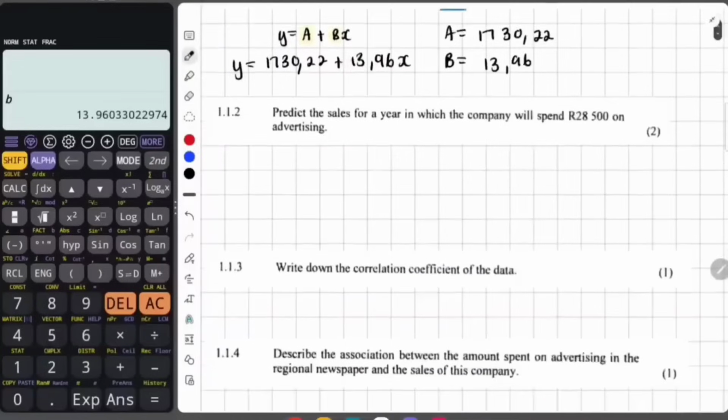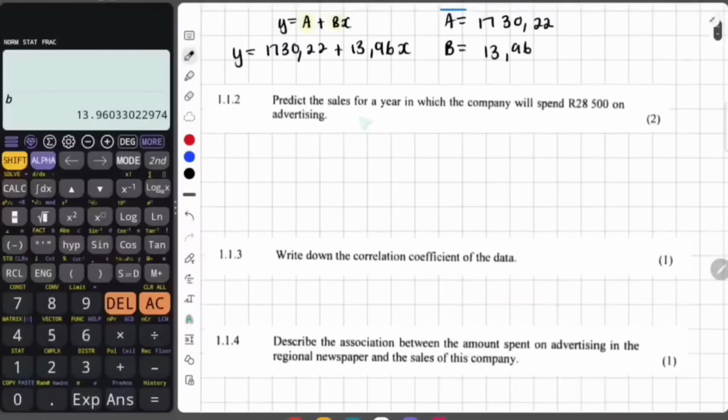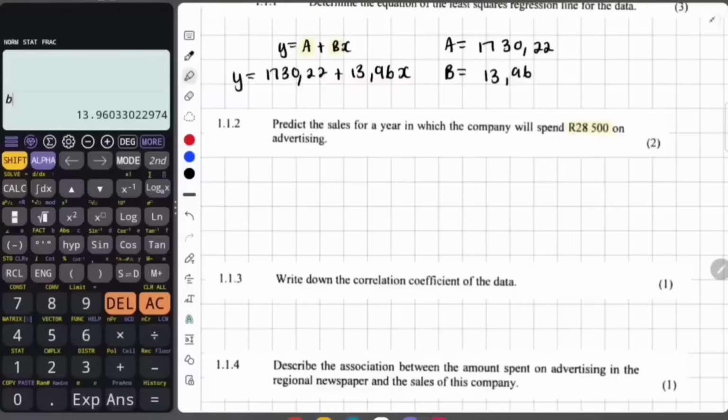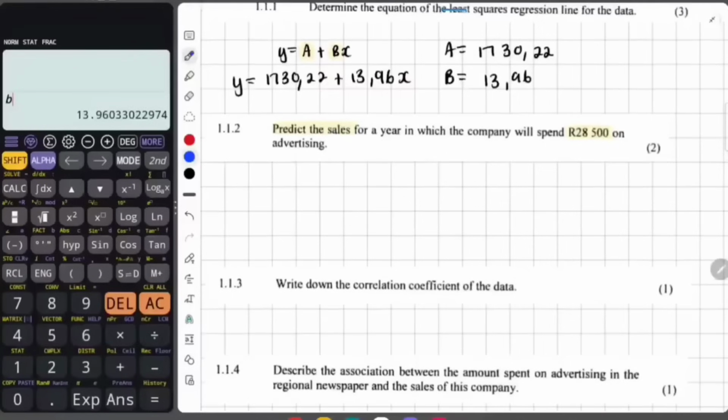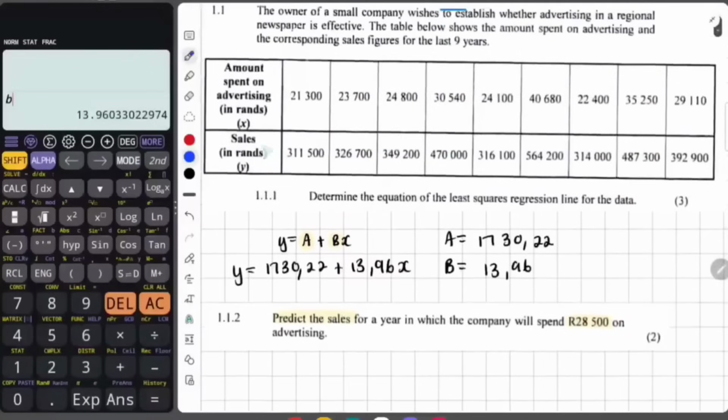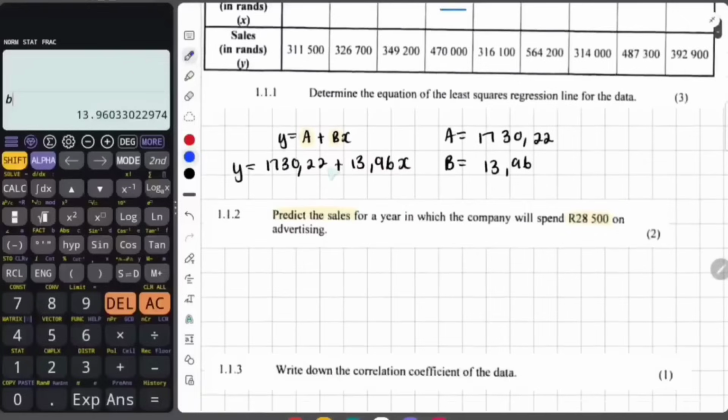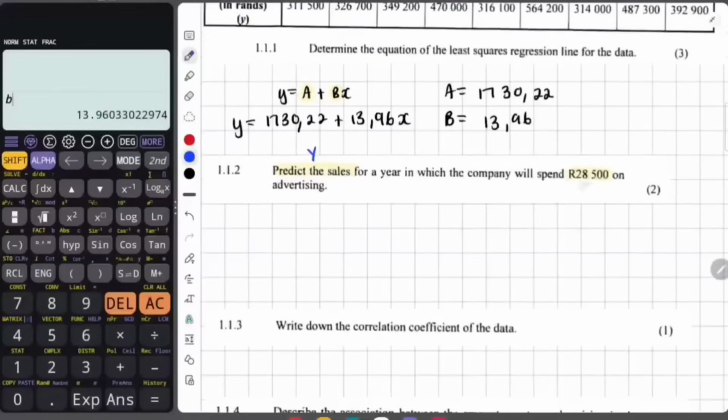Okay, so moving on to the next question. The next question says, predict the sales for a year in which the company will spend 28,500 Rand on advertising. Okay, so look for what they are asking you for. They want you to predict the sales. Let's see, what does the sales refer to, X or Y values? The sales refers to Y values. So they want you to find the Y value for which the company will spend this amount on advertising.